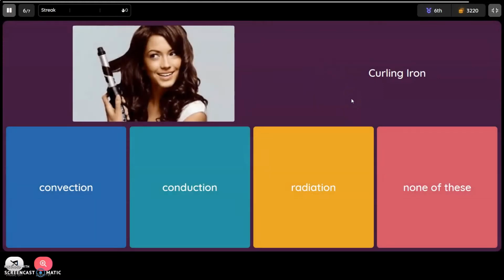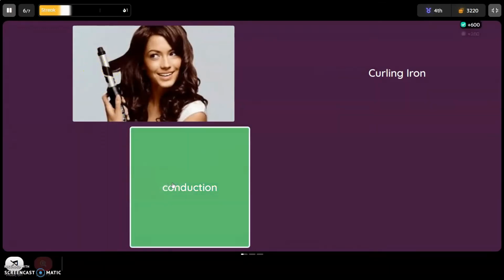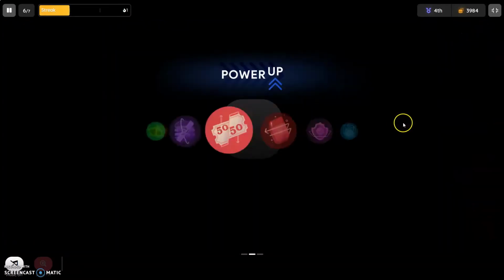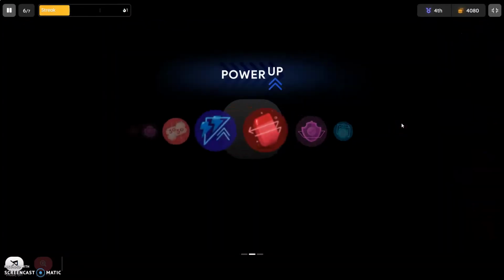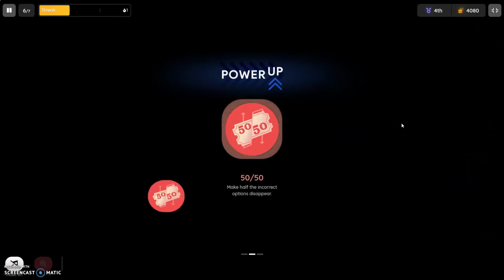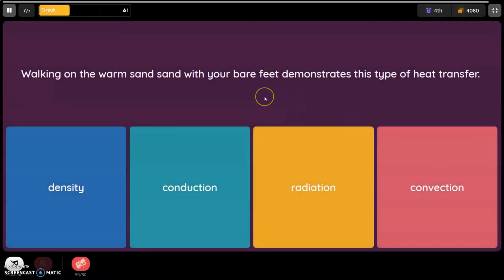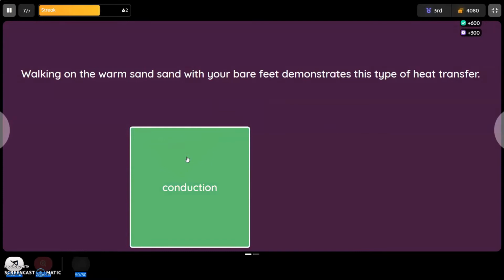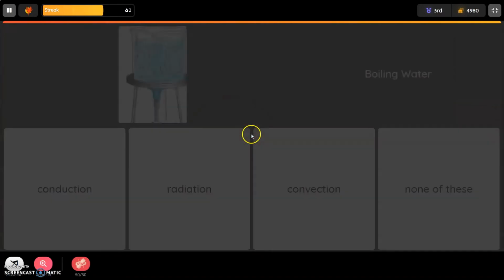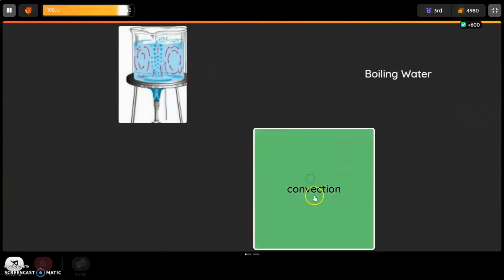Curling iron. Our hair is solid, so the heat from the iron is getting transferred to our hair. So it's conduction. Walking on warm sand with your bare feet demonstrates this type of heat transfer. It's conduction, because the heat from the sand is getting transferred to your foot. Okay, it's the same question, clicked by mistake. The one I clicked is convection.